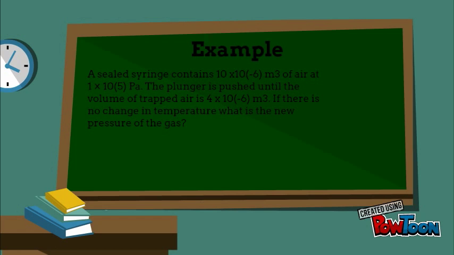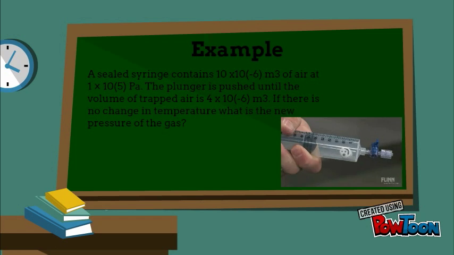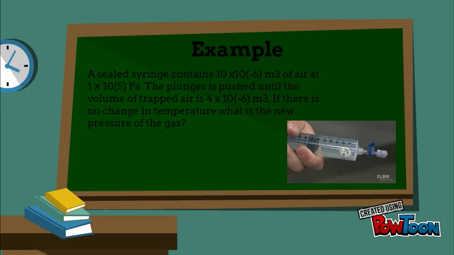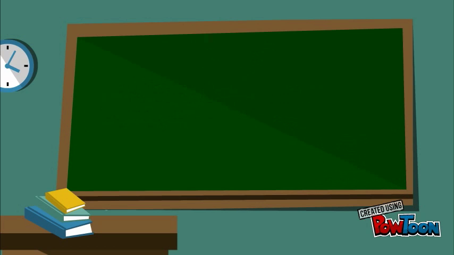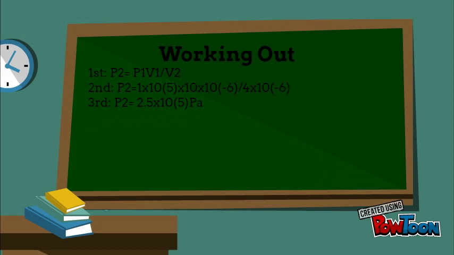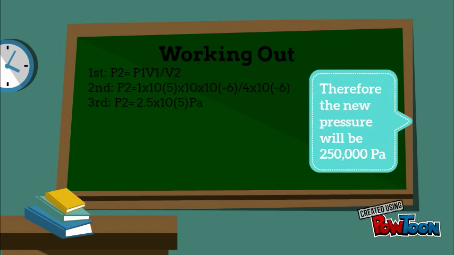A steel syringe contains 10 times 10 to the power of minus 6 meters cubed of air at 1 times 10 to the power of 5 pascals. The plunger is pushed until the volume of trapped air is 4 times 10 to the power of minus 6 meters cubed. If there is no change in the temperature, what is the pressure of the gas? To do this, the first step would be to rearrange the equation to P2 equals P1 times V1 over V2. The second step would be to put all the numbers in and then multiply them. This would be 1 times 10 to the power of 5 times 10 times 10 to the power of minus 6 over 4 times 10 to the power of minus 6.